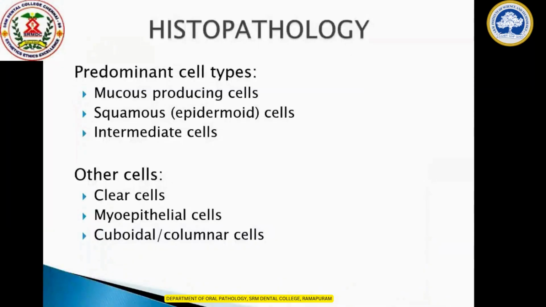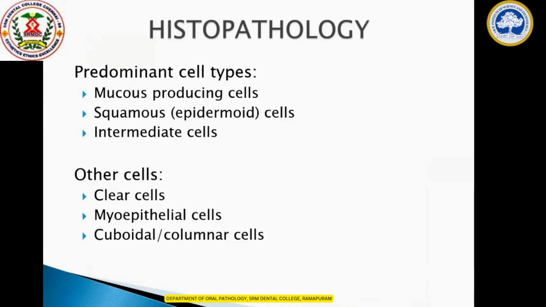So moving to your histopathology. I told you, in histopathology we see a lot of cell types here because your intercalated and your excretory duct will give rise to, or differentiate into, a variety of cell types. So if you see the variety of cell types here, the predominant cell types will be your mucus producing cells, the squamous or the epidermoid cells, and the intermediate cells.